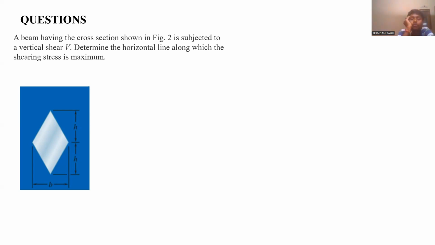So now this is a kite shape. Cross section has been given. Means a beam having a cross section of kite shape, as shown in figure 2, is subjected to a vertical shear. So first thing you have to determine the horizontal line along which the shear stress is maximum. How to determine? So now let us draw this figure once more here.